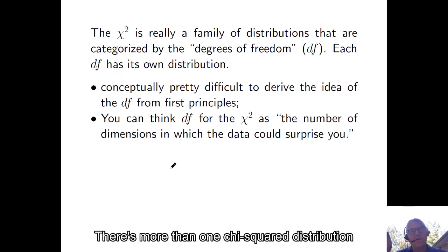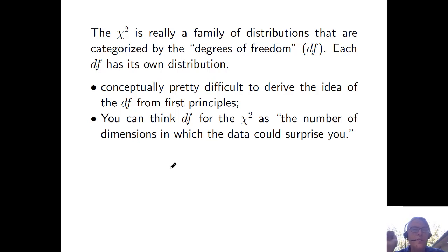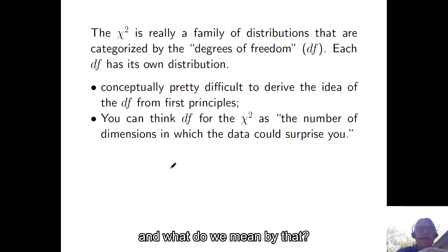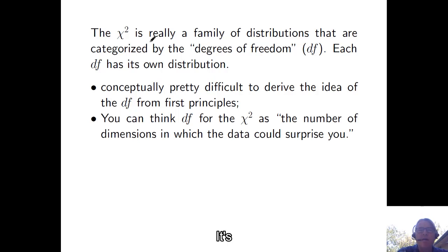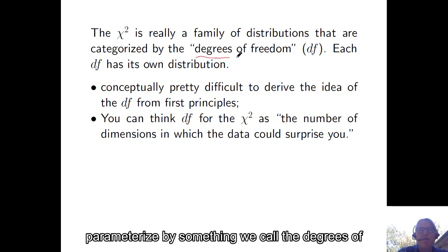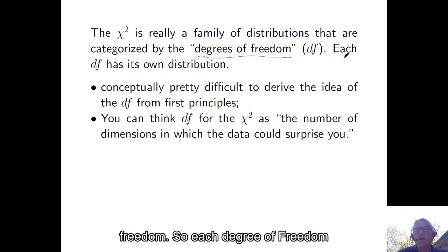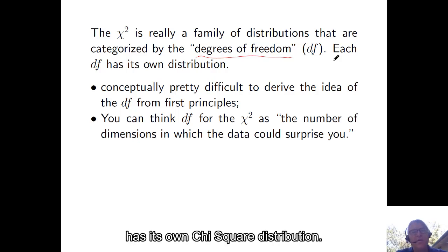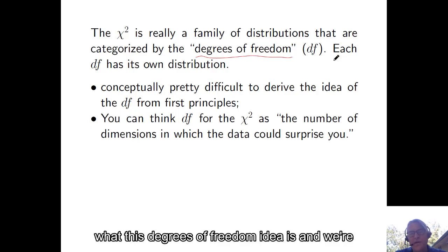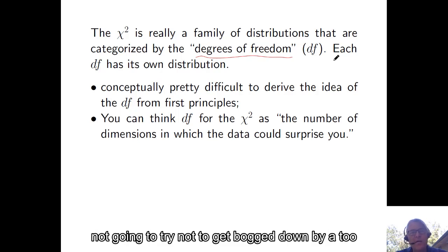There's more than one chi-square distribution. And what do we mean by that? It's parameterized by something we call the degrees of freedom. So each degree of freedom has its own chi-square distribution. Conceptually, it's a little bit difficult to derive from first principles what this degrees of freedom idea is, and we're going to try not to get bogged down by it too much in this course.